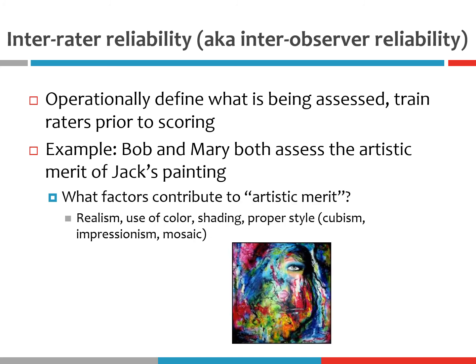Okay. Similarly, suppose Bob and Mary are art experts and they're being asked to assess the merit of a painting. Then you would have to be very precise or operational in your definition of artistic merit. That might include use of color, shading, proper style, realism, these kinds of dimensions that would go into whether you receive a high score or a low score. Okay.